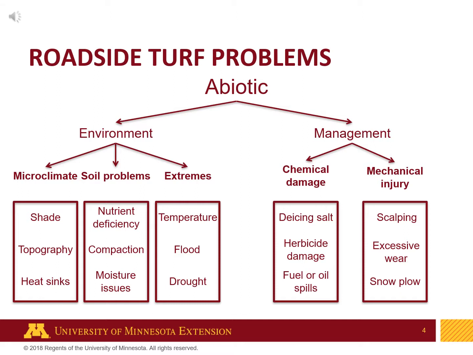In Minnesota, we often see environmental issues related to extreme changes in weather patterns, such as temperature swings, floods, or drought. Management-related issues can be broken down into two categories: chemical damage and mechanical injury. Due to proximity of roadside turfgrasses to adjacent roadsides, salt overspray and fuel or oil spills can be a frequent occurrence. These chemicals may cause temporary or long-term damage to turfgrasses and soils. Mechanical injury is often related to mower scalping, which was discussed in Module 6, excessive wear or damage from snowplows.